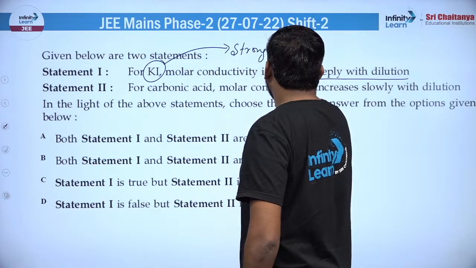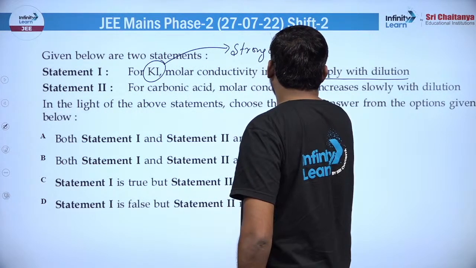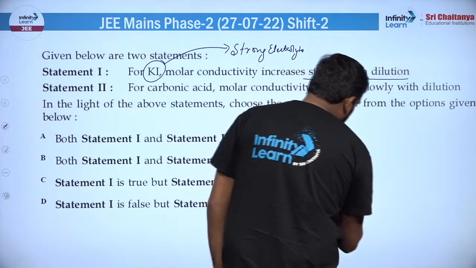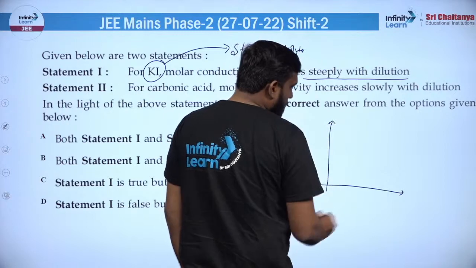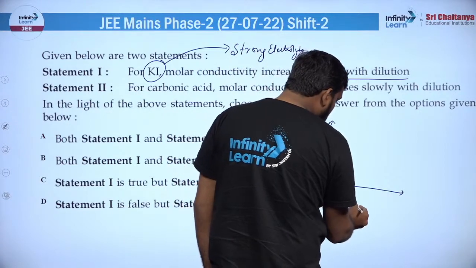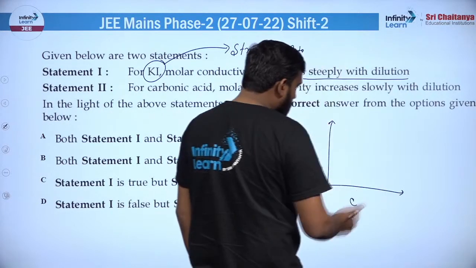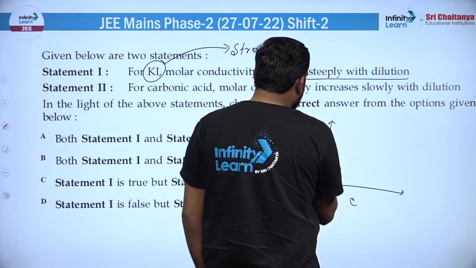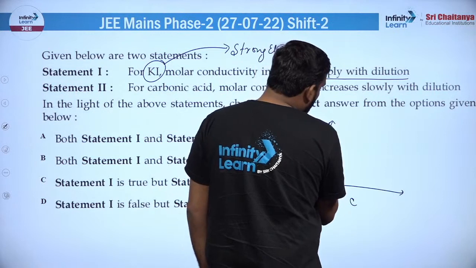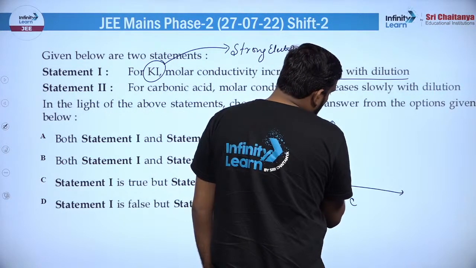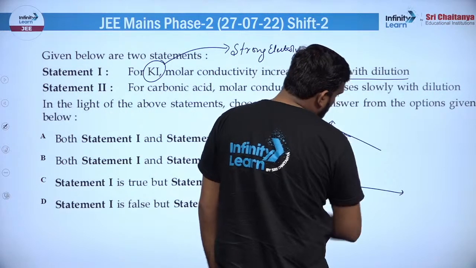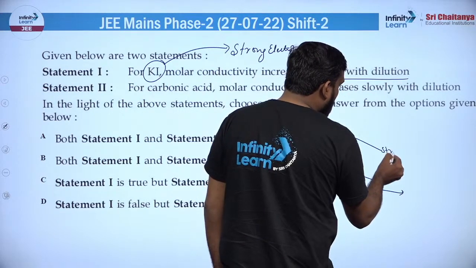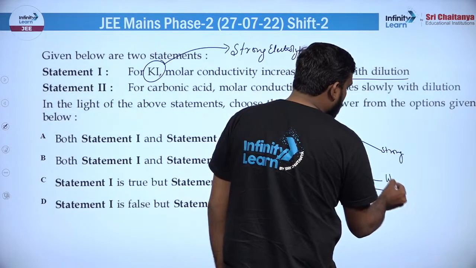So if you look at the change of conductivity with respect to dilution, you will find a graph like this. On this axis we are taking the concentration, or you can take under root C also. Some authors take under root C also, and here we are taking the conductivity. So the graph for a strong electrolyte looks like this, and for a weak electrolyte it looks like this.